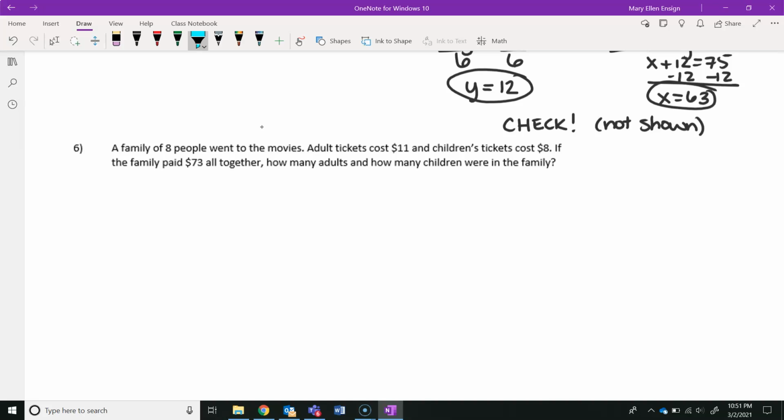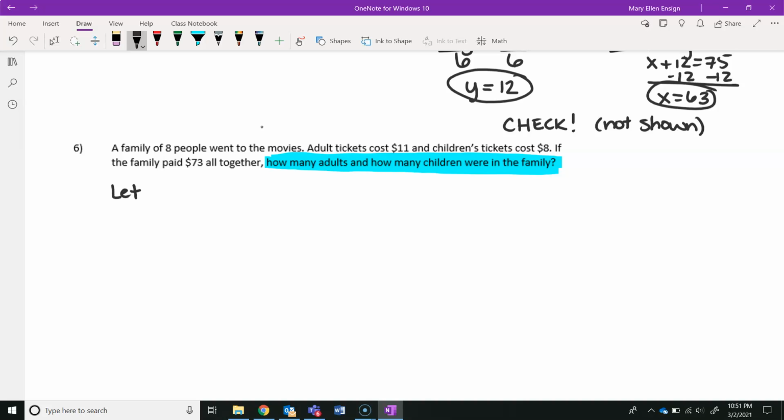Once again, after you've read it a few times, always start by looking for what it's asking. So this says a family of 8 people went to the movies. Adult tickets cost $11 and children's tickets cost $8. If the family paid $73 altogether, how many adults and how many children were in the family? So that's what I'm looking for, right? I'm looking for how many adults were in the family and how many children were in the family. Those are going to be my two unknowns.